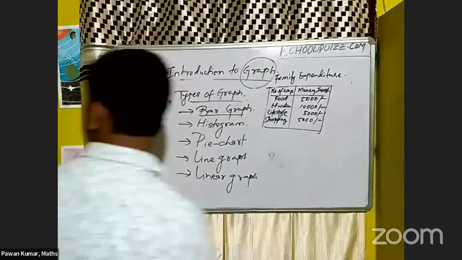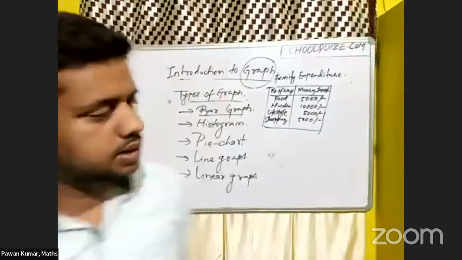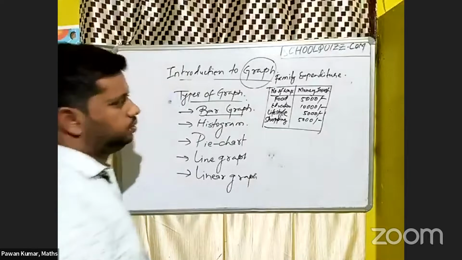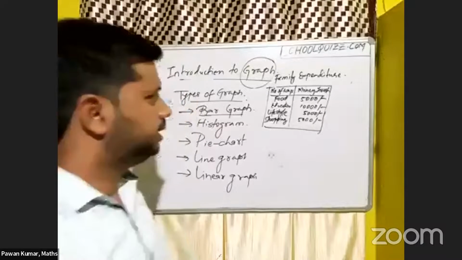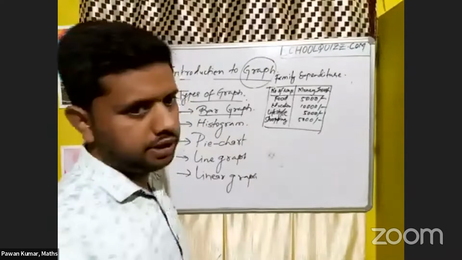Anything else? Sir, education. Okay, education I mentioned here. So let it be these 4 things that a family is spending in a month out of their income. So how can we prepare those things in a pie chart?